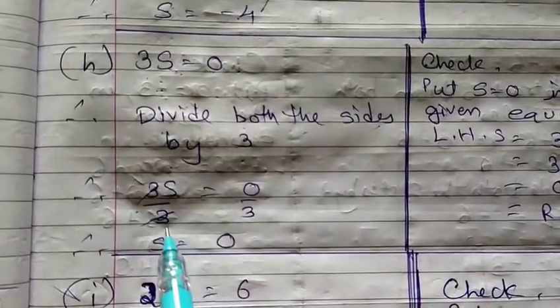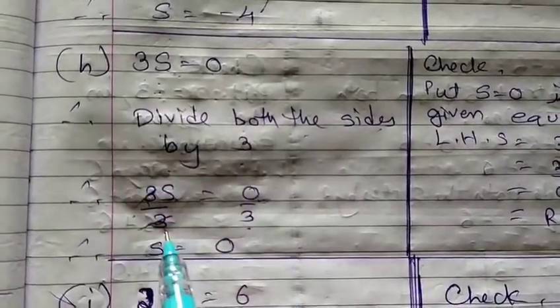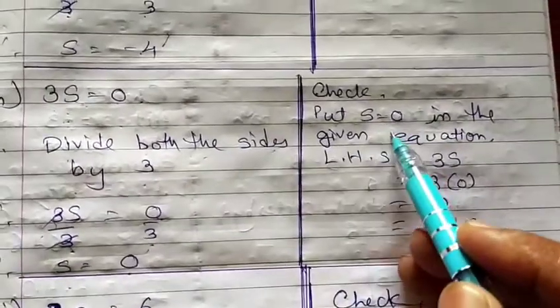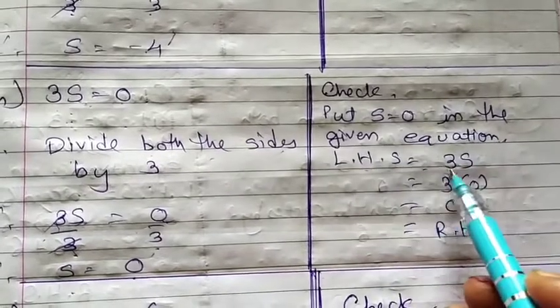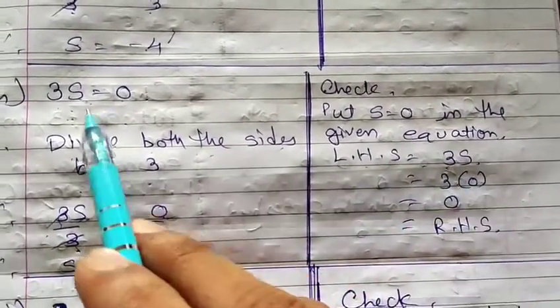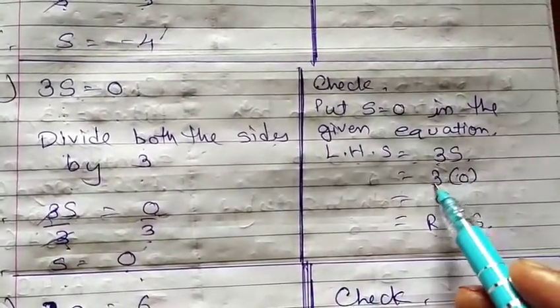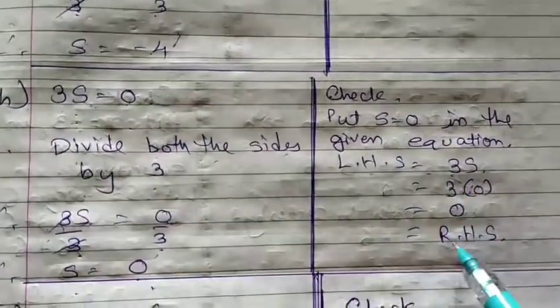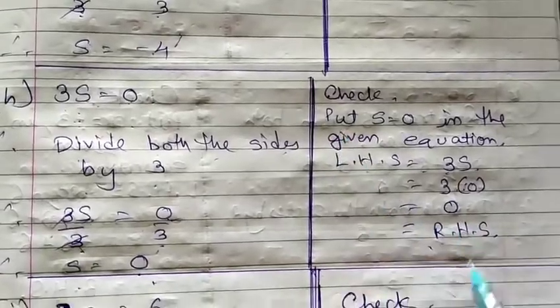So 3 times s divided by 3 and 0 divided by 3. 3 and 3 will get cancelled. S equals 0 divided by 3 gives 0 only. Now put s equals 0 in the given equation. LHS 3 times s, and in place of s you have to write 0. 3 zeros are 0, and see whether the 0 is there on the right hand side in the question. Yes, it is there. So write down equals to RHS. We can say that LHS equals RHS.